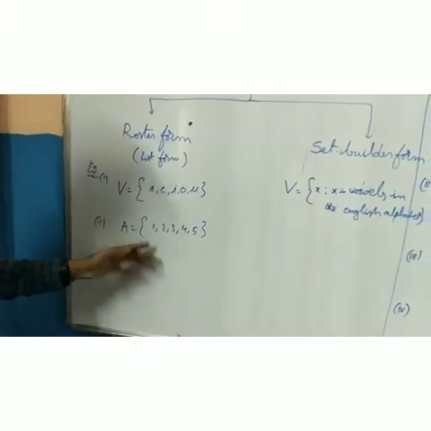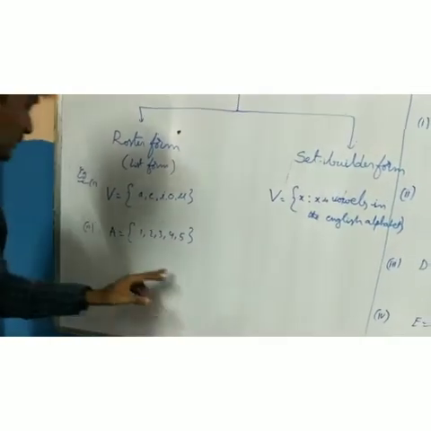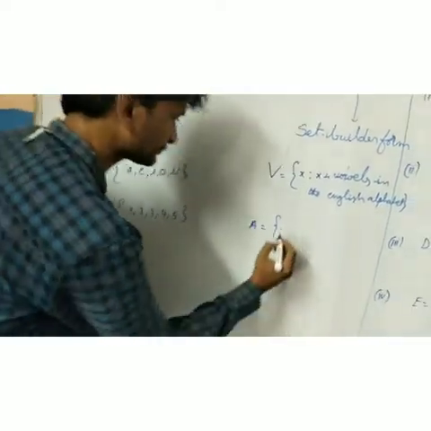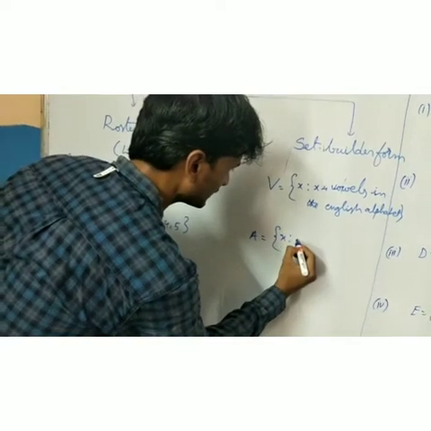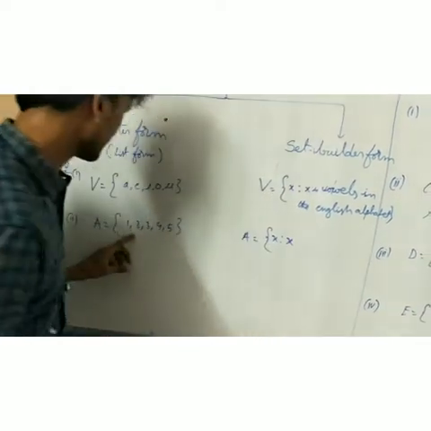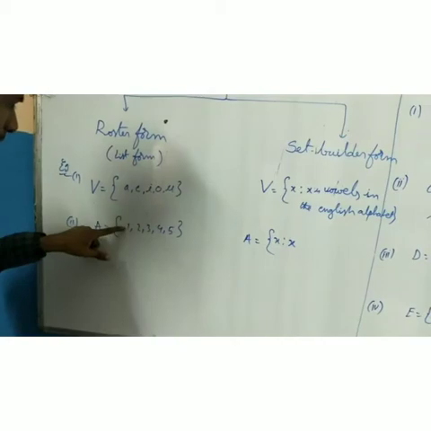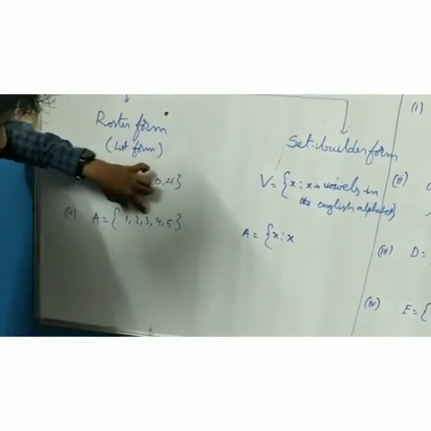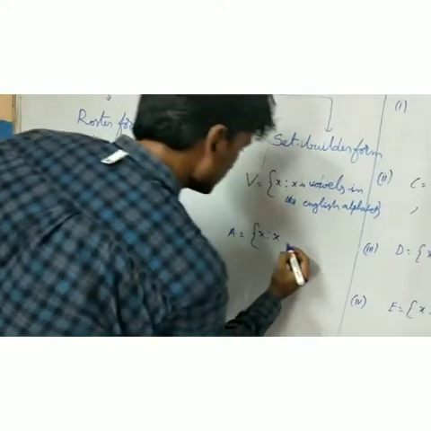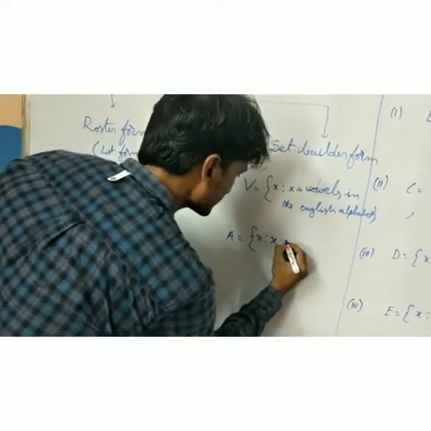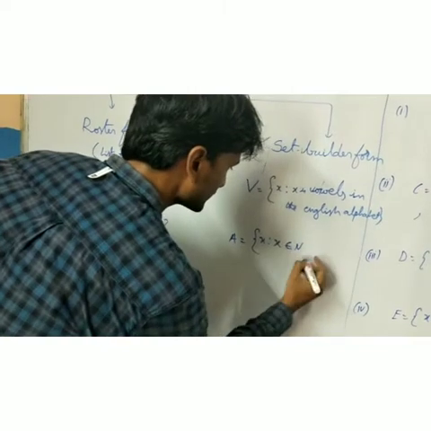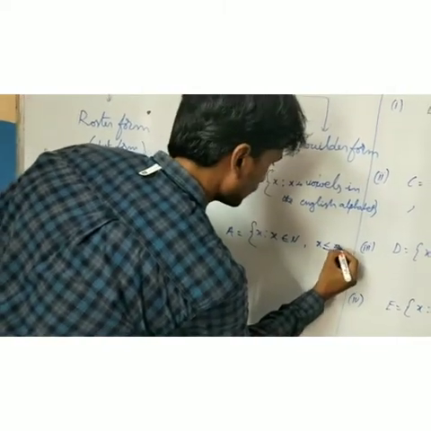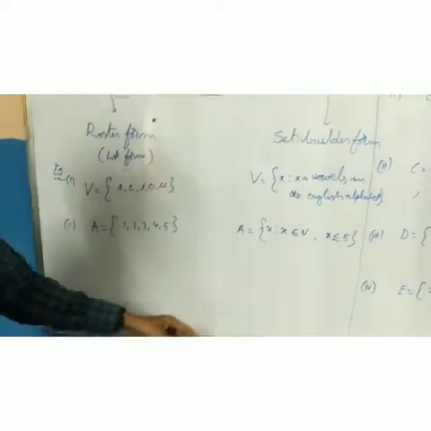So this is the roster form. How to write it in the set builder form? A equal to x such that x is the 1, 2, 3, 4. How many numbers are there here? 5 numbers are there here. So x belongs to N. X belongs to N, x less than or equal to 5.